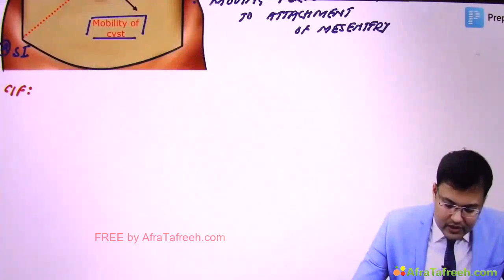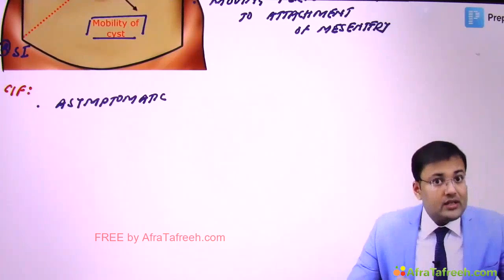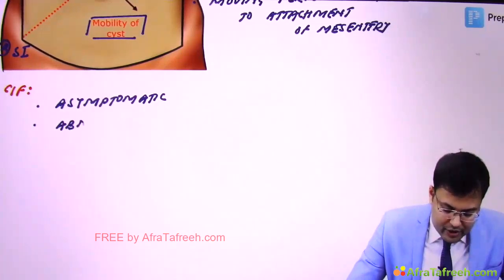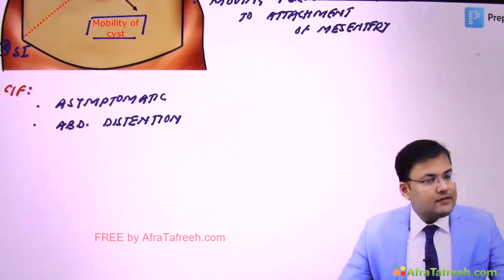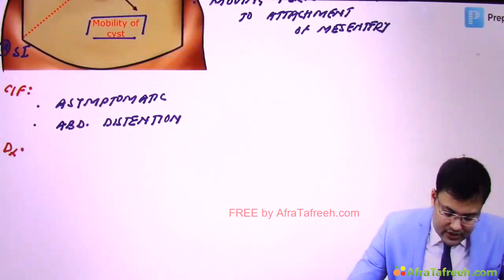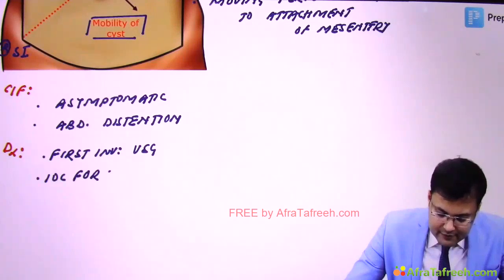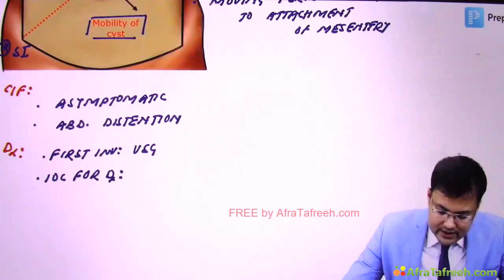So the clinical features: most patients are asymptomatic, and we discussed that it is seen in young females aged 20. What is the symptom? These patients have abdominal distension. Clear? And that's why, what is the first investigation done? It's the ultrasound. But what is the investigation of choice for diagnosis? CT. So how are we going to make the diagnosis? First investigation, it's the ultrasound, and the investigation of choice for diagnosis is CT.